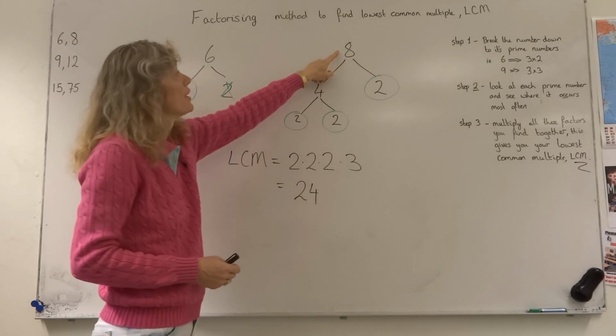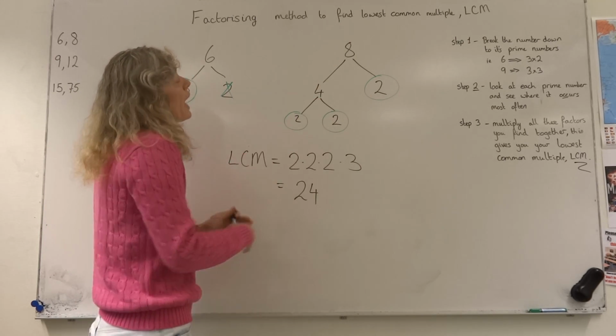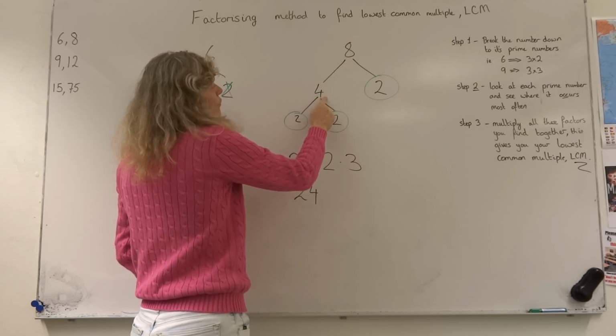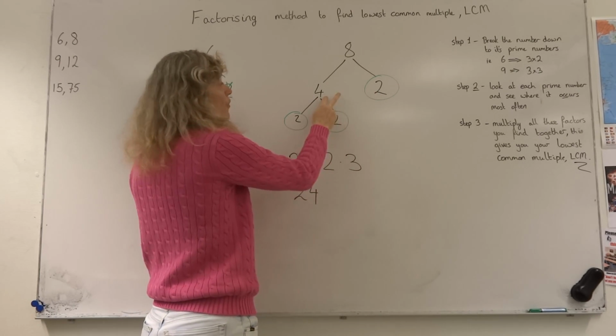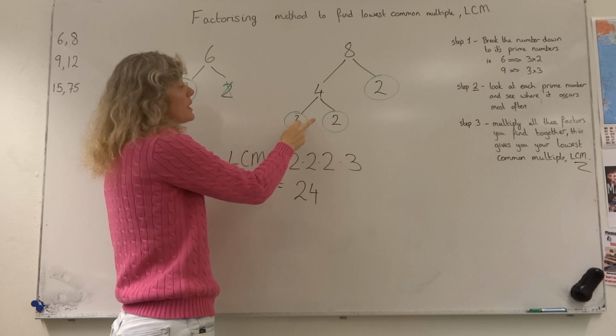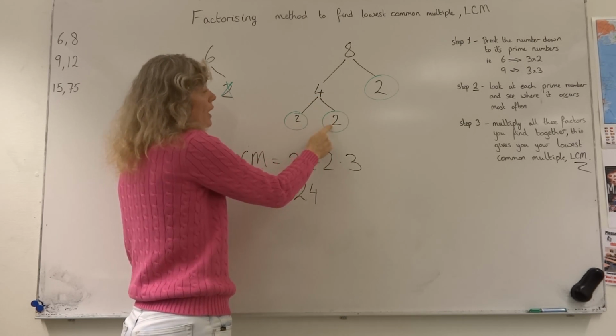Here we have the number 8, and we want to break that down to its prime numbers. Well, 8 can be broken down into 4 times 2. 4 lots of 2 are 8. But 4 isn't a prime number, so we can break it down even further into its prime numbers. The prime numbers of 4 are 2 and 2.